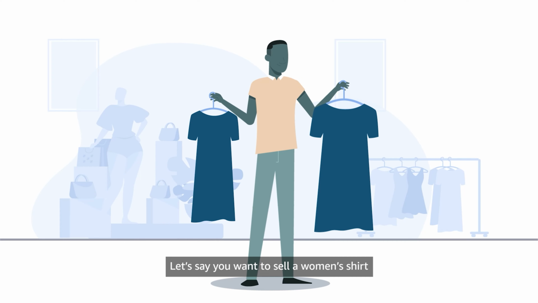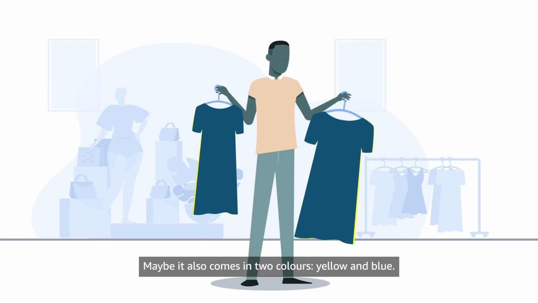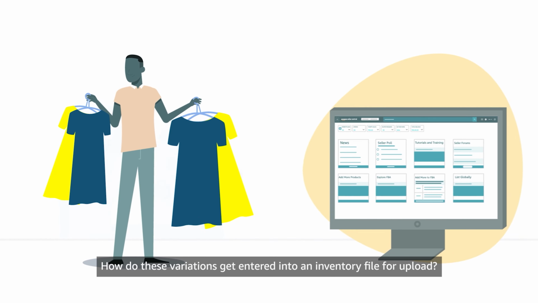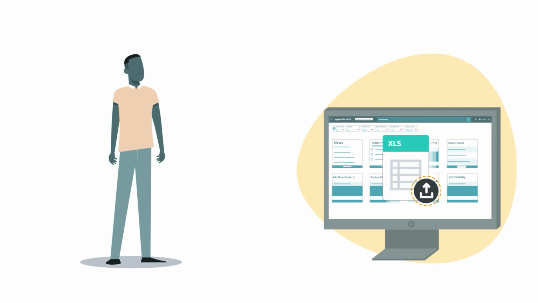Let's say you want to sell a women's shirt that comes in 2 different sizes, small and large. Maybe it also comes in 2 colors, yellow and blue. How do these variations get entered into an inventory file for upload?